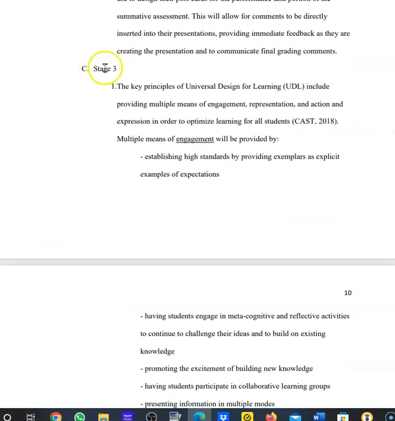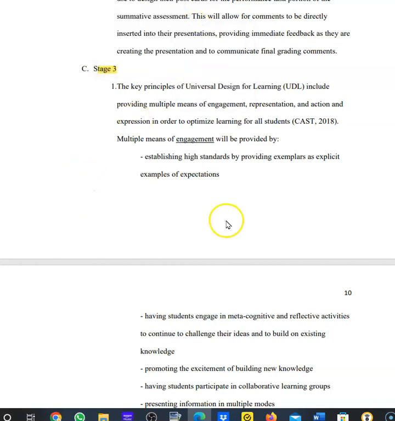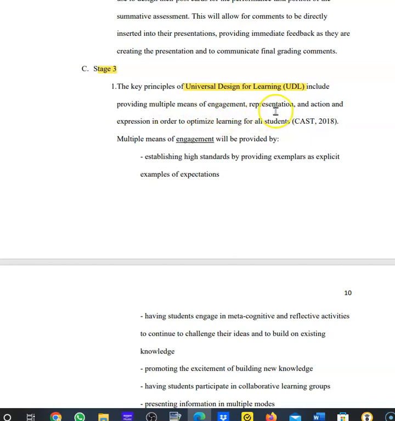Okay, moving on. Finally, stage 3. Let's see, what color should we? We'll go back to yellow. The key principles of universal design for learning, UDL, and make sure that you spell it out before you put the abbreviation, include providing multiple means of engagement, representation, and action and expression in order to optimize learning for all students.